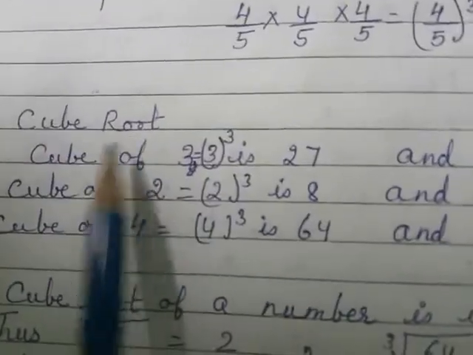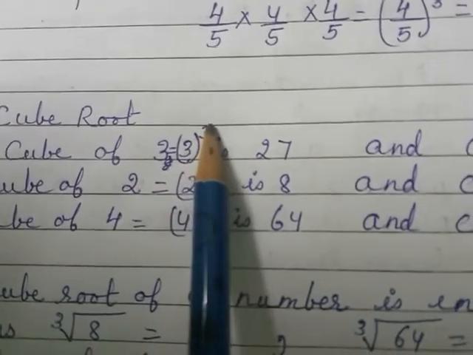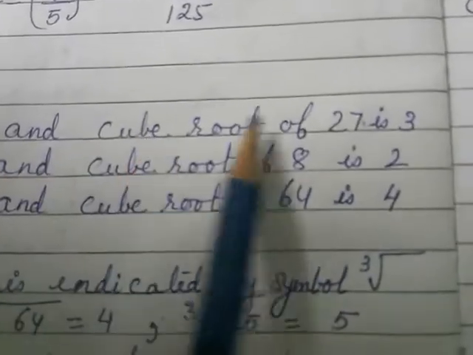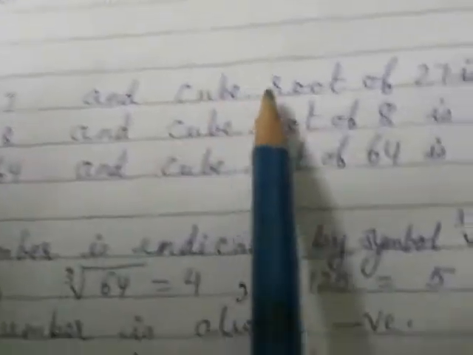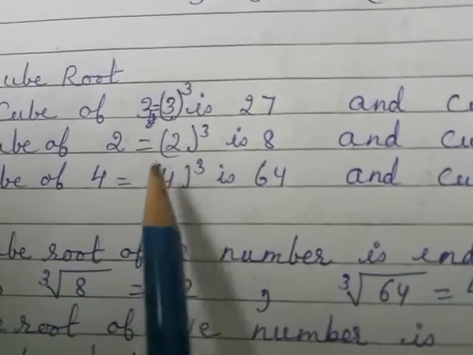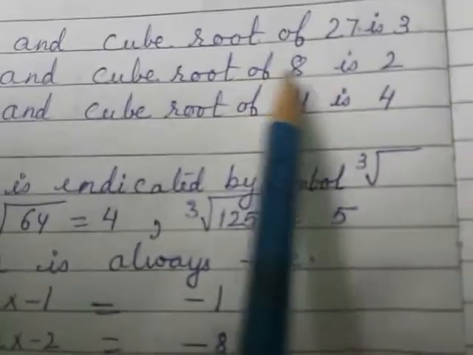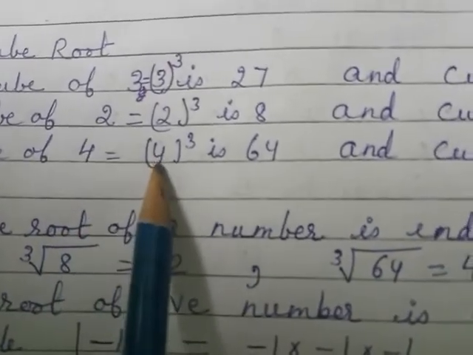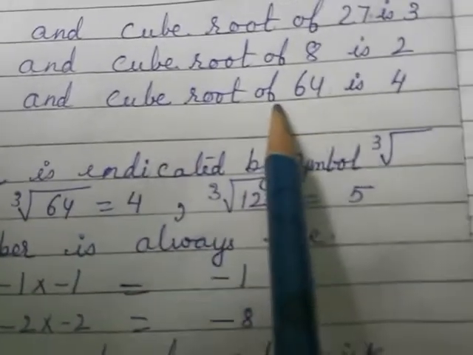Now, the cube root. Cube of 3 means 3 raised to power 3 is 27, as you all know. And the cube root of 27 is 3. In the same way, children, the cube of 2, that means 2 raised to power 3, gives us 8 and the cube root of 8 is 2. Cube of 4, that means 4 raised to power 3, gives us 64 and the cube root of 64 is 4.